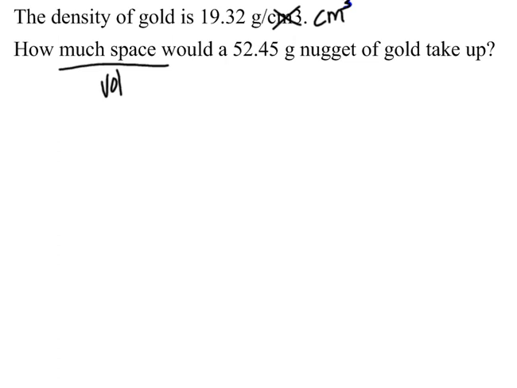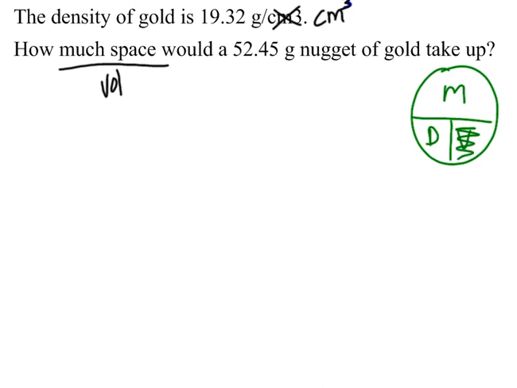of gold take up? So I want to know how much space a nugget would take up if it's 52.45 grams and it is 19.32 grams per cubic centimeter as a density. So here I have my trusty circle, right? Density, volume, mass. I'm trying to solve for volume. So I'm going to need a mass over a density. So my volume is equal to mass over density, right?